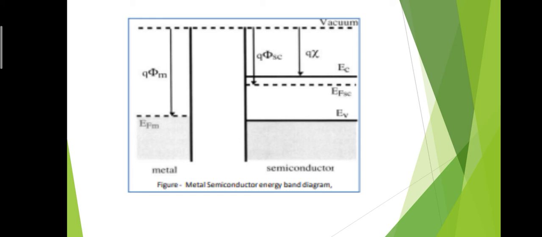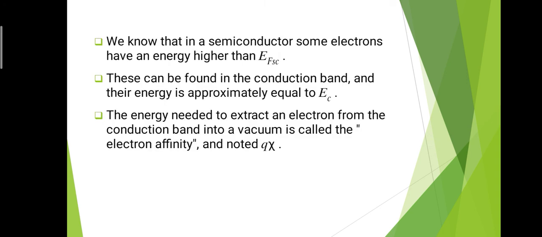Now this is the metal semiconductor energy band diagram when the metal and semiconductor are not in contact with each other. But we have to see what happens when we bring the metal and semiconductor into contact. That means how their energy levels align, where the electrons flow or where the current flows, and how the barrier is formed at the interface of the metal and semiconductor. These are the things we will discuss in our next video.